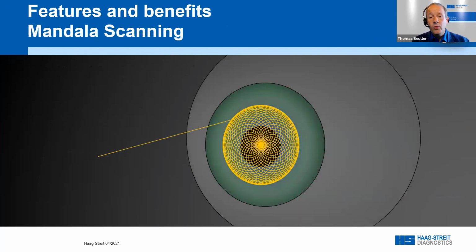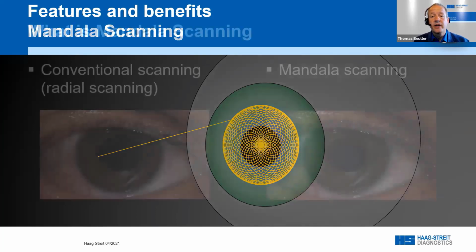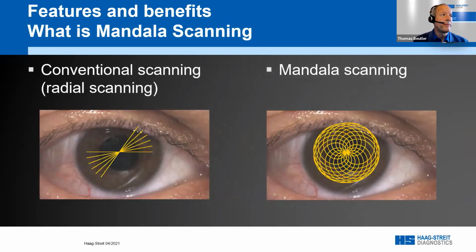So now, how do we actually do those scans? How do we acquire the images? You've already heard in the video that we're using a patented scan pattern. We call this the Mandala scanning. So what's so unique about this, and what's the difference as compared to standard technologies?